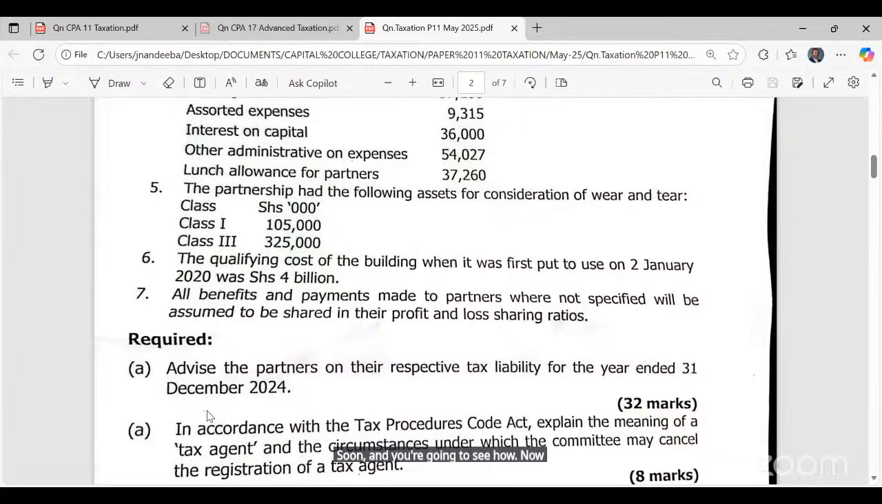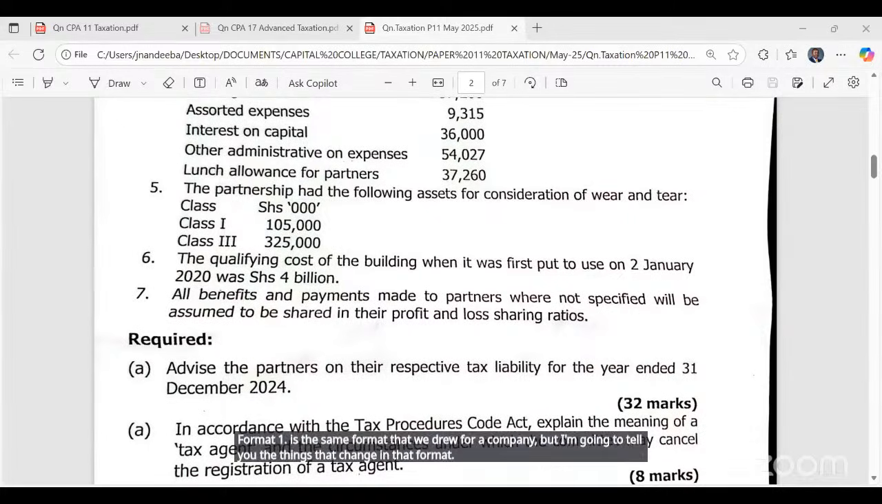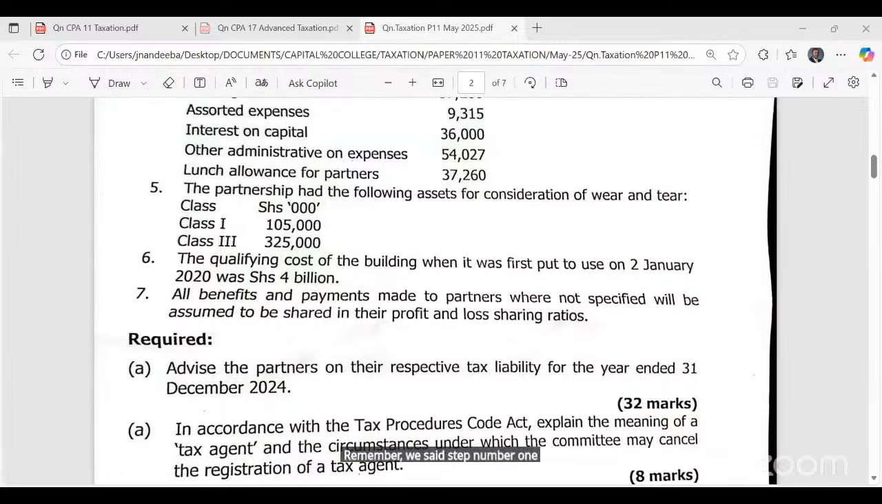Now, when it comes to partnership, these are the formats that I want you to draw. Format one is the same format that we drew for a company, but I'm going to tell you the things that change in that format. Remember, we said step number one is for determining chargeable income. So here I would set the heading. For example, ABC partners, chargeable income and distributable profit for the year ended 31st December 2024.